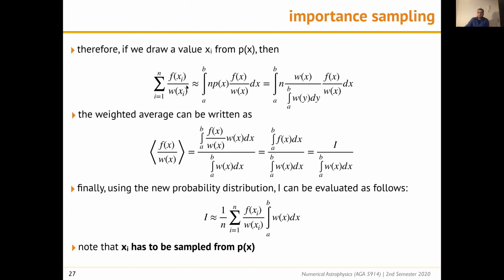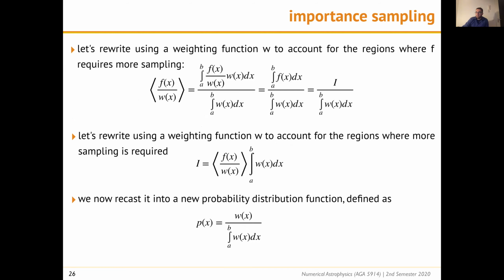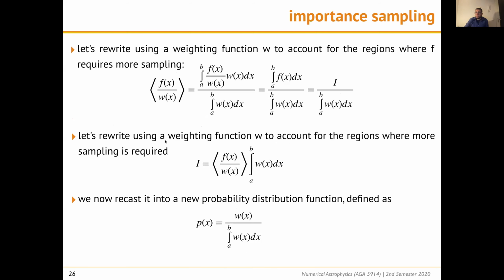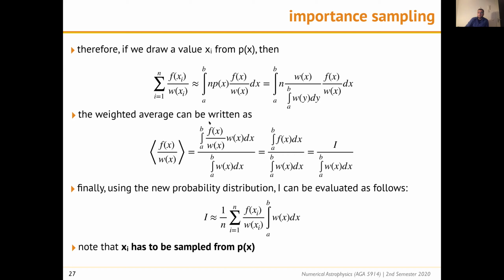So if we just do the summation, that will be n P of X, remembering that P is defined as this thing, and times f of X divided by W of X, okay? And then we also have this value of n here. The weighted average of f of X, what we started calculating before, I'm just transcribing what I've written before, it's this. And now we want to calculate I, and we can calculate I from here.